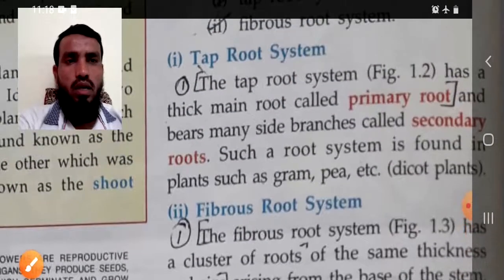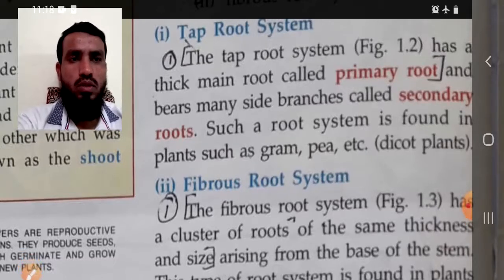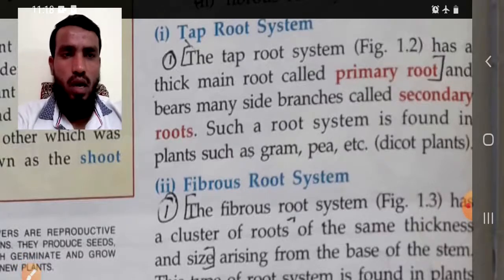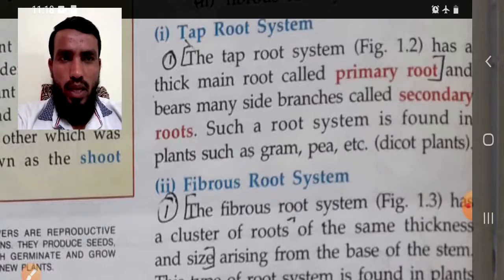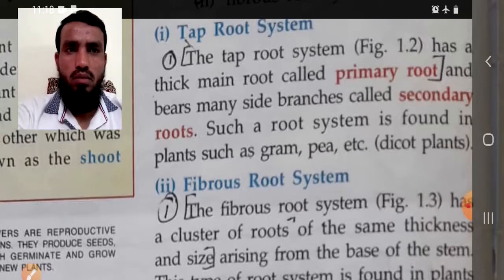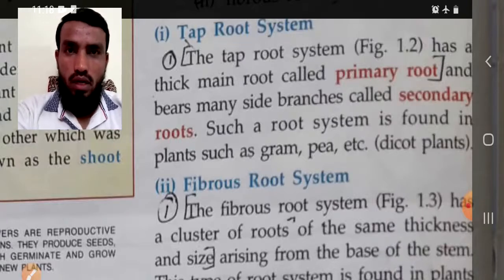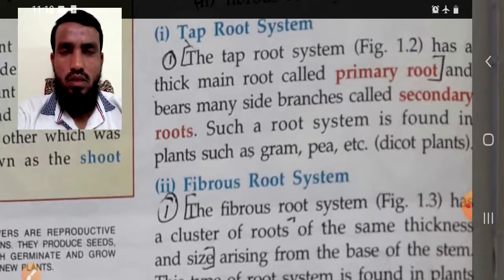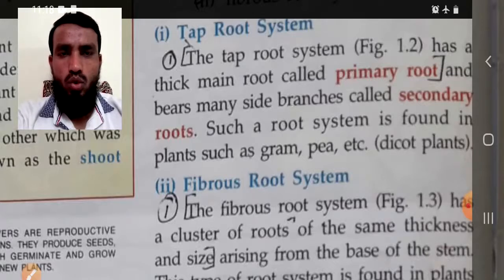Now, what are the other advantages and functions? Such root systems are found in plants such as gram, pea, etc. Those are called dicot plants. And what is meant by dicot plants? It is a division of plants on the basis of their seeds. If the seeds have two cotyledons, and what is meant by cotyledon? That is the seed leaf. When you divide the seed, it can be easily divided into two halves. That is called dicotyledon.